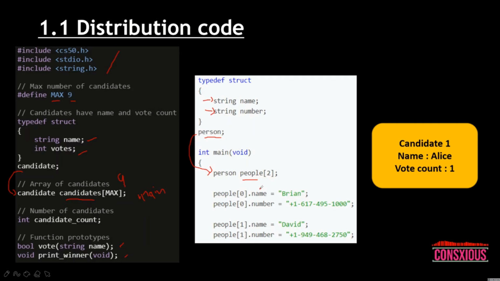So how can we use this? Basically we just put this format here. Just add a dot name to access this field and define it as Brian here. Same as this dot number, just key in the number here. This is known as one person, and another person is here. So this is how we use the typedef struct. Here you can see it is slightly similar. We have a candidate 1, the name Alice, and the vote count is 1.